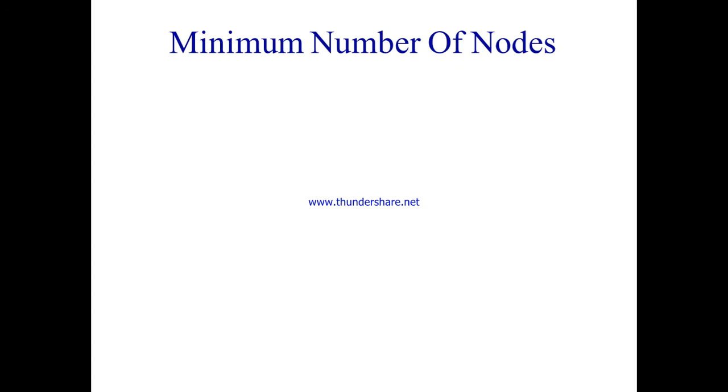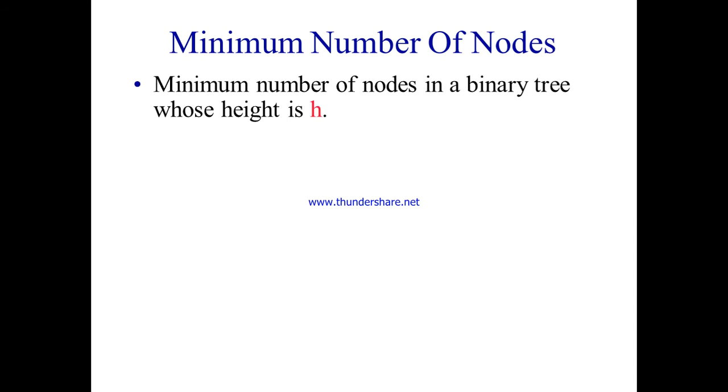The first one: what is the minimum number of nodes? How many minimum nodes can a binary tree have, and how do you calculate it? If I am taking a binary tree with a height of h, for example h equals 4, then there should be 4 levels. In each level, what is the minimum? At least one child I should have in the binary tree, otherwise the tree will not proceed.